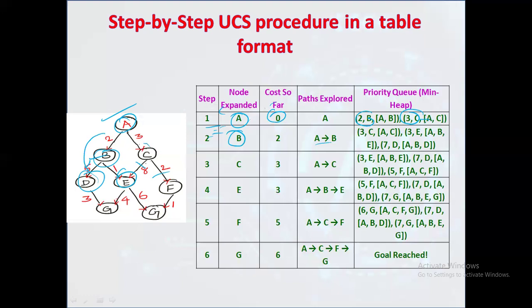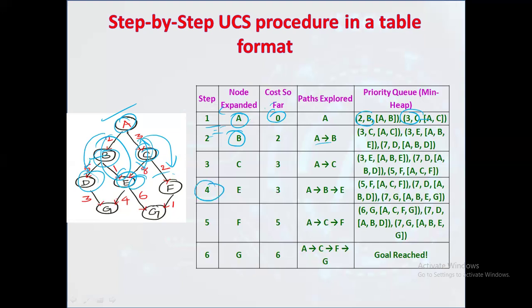Then expanding C, the cost is 3, so it is expanded. It adds E here again, with cost 11, 8 plus 3. What is the value? 8 plus 3 is 11. And F, cost is 5, 3 plus 2, 5. However, since E with cost 3, that is 2 plus 1, is already added in the queue with the lower cost, the newly found E with cost 11 is discarded.